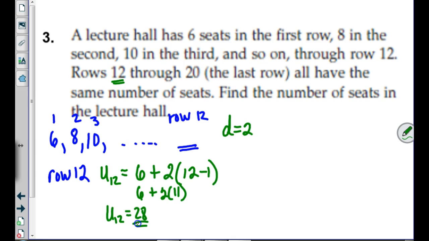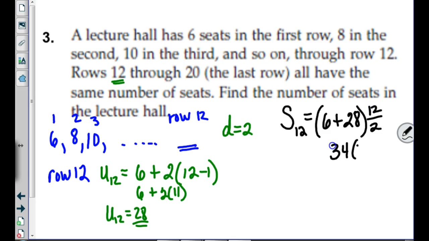So which do you want to do first? The sum part? Okay. The sum of the first 12 terms would be, what's the first row? 6. The 12th row is 28, times, what are we totaling? How many rows? 12 divided by 2. So that would be 34 times 6. Okay, that's the sum through row 12.